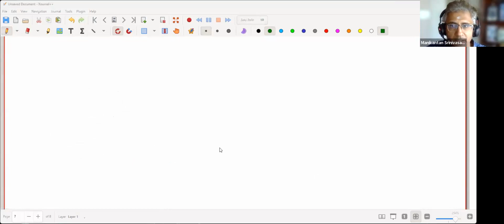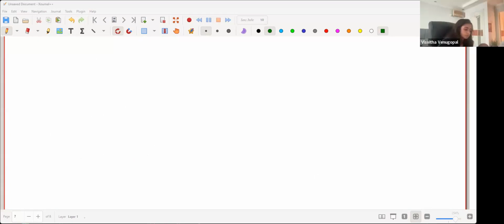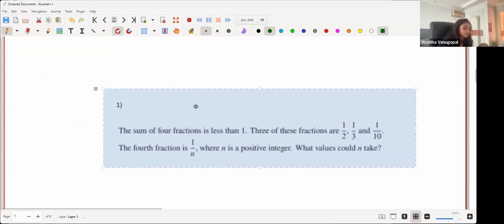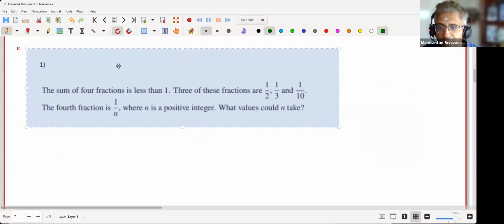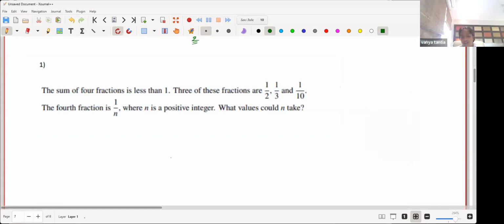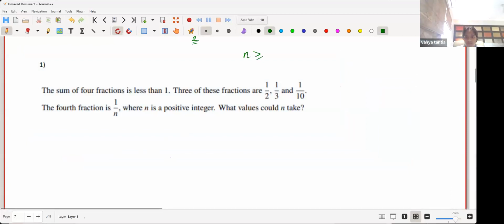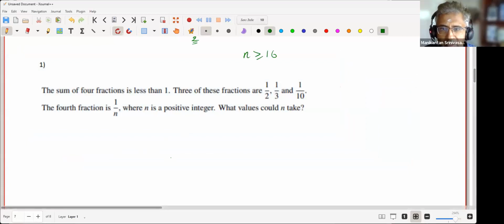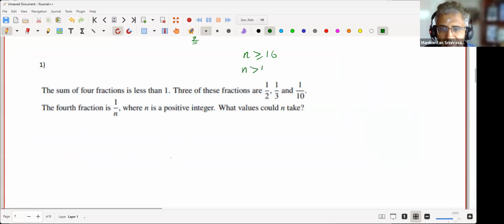Here it is. Okay, first one, fraction. Vishwita, were you able to do question 1 on homework 3? Yeah. Okay, what did you get? I got n is bigger than 15. Vanya, do you agree? I got n is greater than or equal to 16. Okay, both are the same, right? N is greater than or equal to 16 is the same as N is greater than 15. Both are acceptable because N is given to be a positive integer. So either of these two answers is fine.